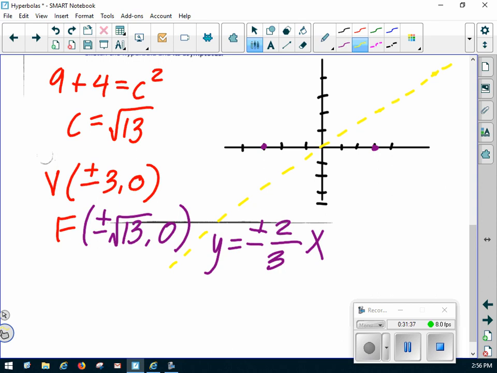There's an asymptote. And then we do the negative 2/3 x. Up 2, left 3. Well, your y-intercept is the origin, so yes. Please use your ruler to draw that line segment. And please make it a dotted or dashed line because those asymptotes are not part of the picture of the hyperbola.